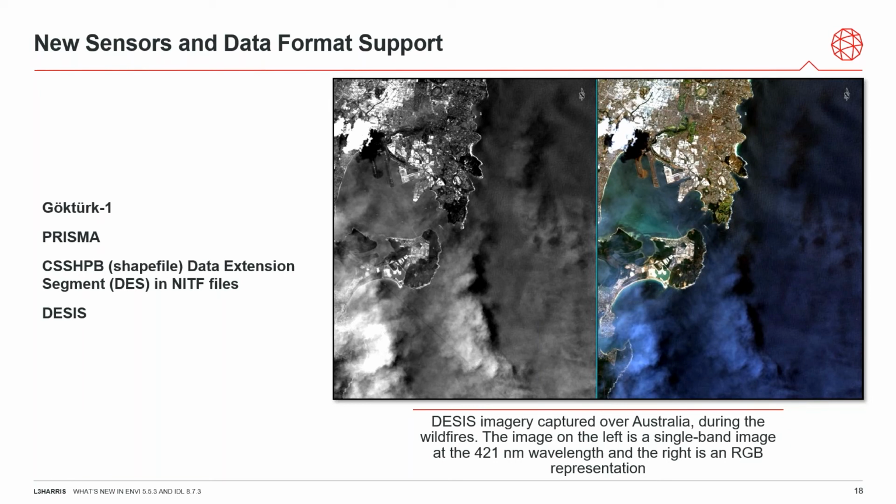On the right is a screenshot of the DSIS data. So on the left of that screenshot, you'll see the 421 nanometer wavelength, which helps accentuate smoke because this imagery is over Australia, and maybe hopefully you're familiar with the fires that have been on the east side of Australia over the past month or so. We are also having a webinar coming up to talk about DSIS and some of the other cool things you can do with that data. Feel free to check that out if you want to learn more.